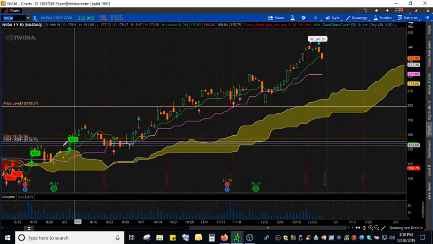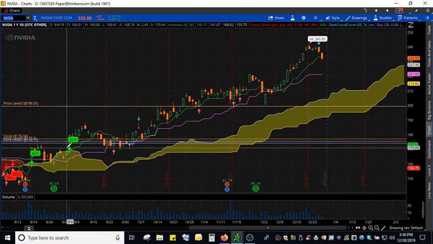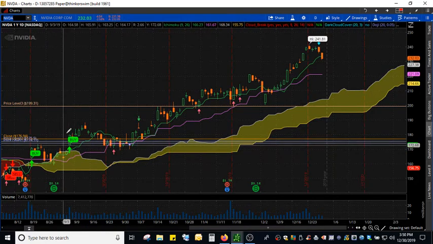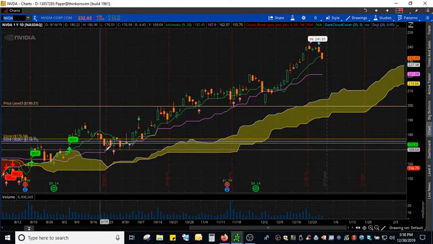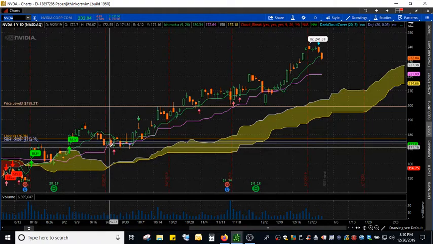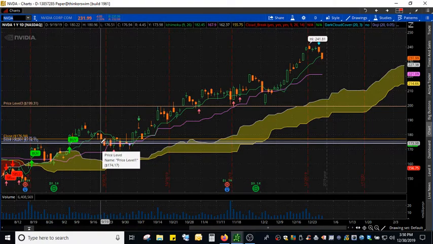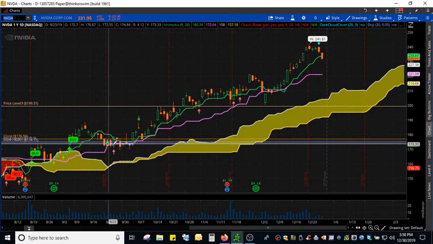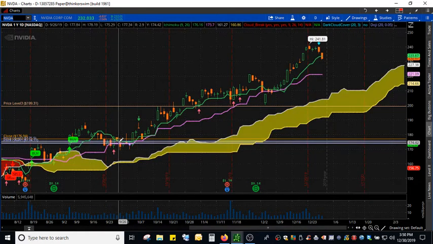Now let's say I bought it here and I didn't give it more room, and I said, okay, I'm just going to set it and not look at it again. Yeah, I would have got stopped out here, but I would have known I got stopped out because I would have looked at my phone and saw the alert. So I keep looking and I see bullish engulfing. Oh, okay, let me go in and get in again.